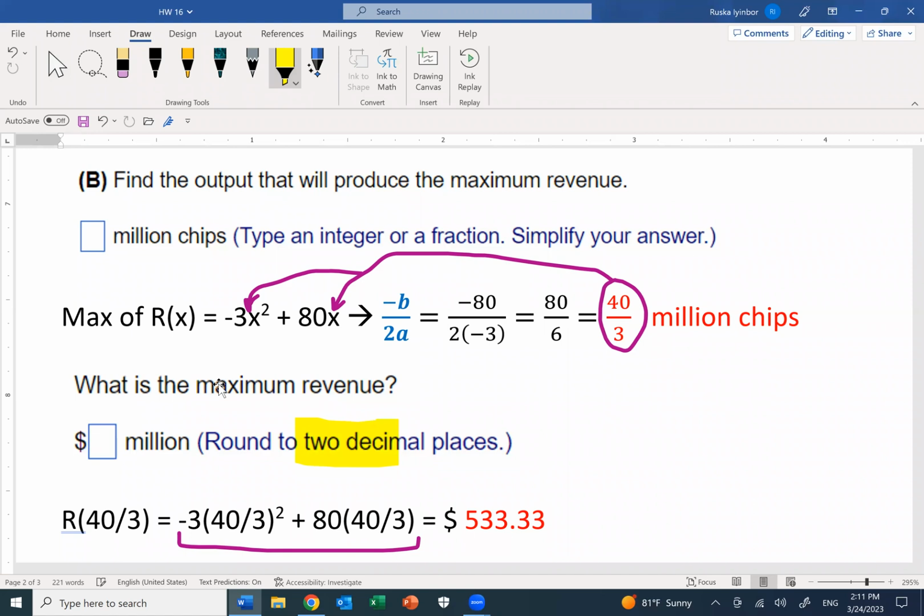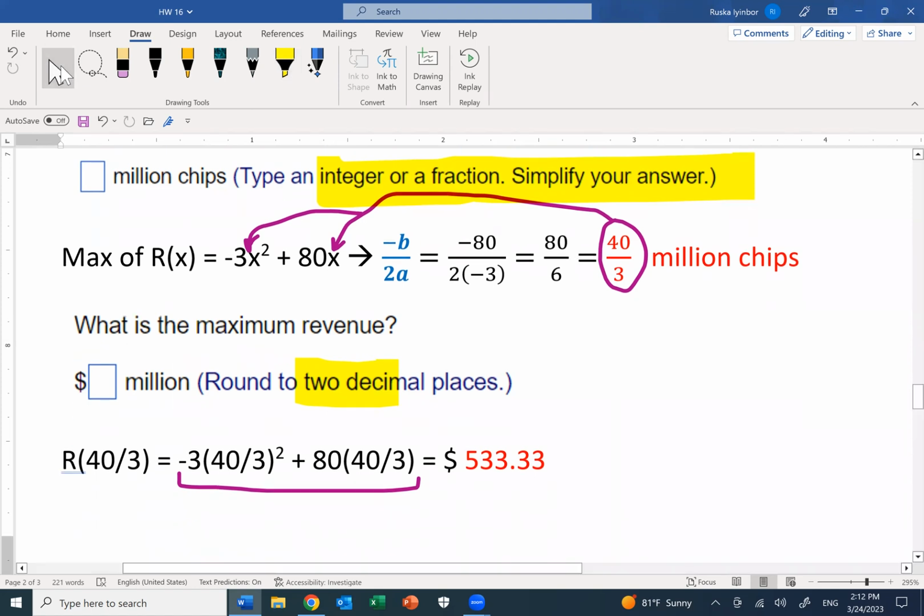Now we have to round to 2 decimal places. That's what it says. So make sure you round to 2 decimal places. See, in the one before, it says integer or fraction, simplify your answer. So for B, for the first one, make sure you leave it like 40/3, reduced. And the second one, for the million, how much is the maximum revenue? You have to round to 2 decimal places. So be careful how you round the numbers.